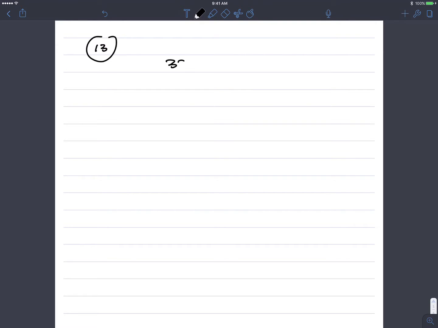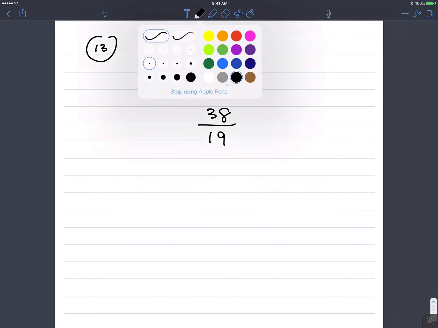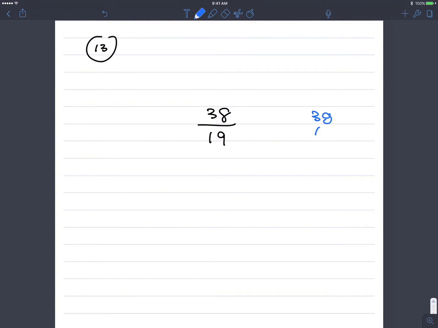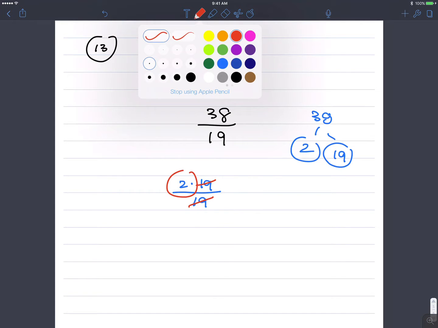38 over 19 for number 13. And maybe we should put it again in the middle. Let's break down 38. 38, 2 times 19. So 38 is 2 times 19. These are two primes. 19 is prime. By the cancellation property, 19's go away, and we're left with that 2.